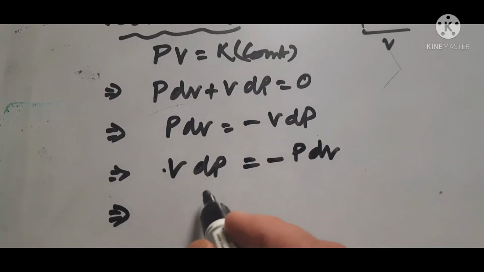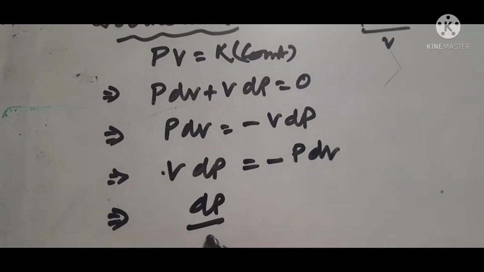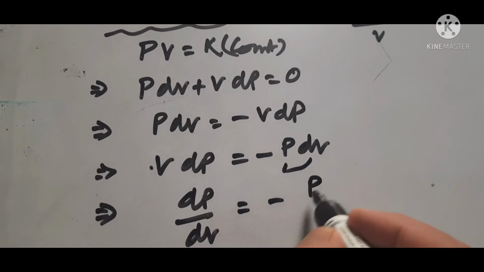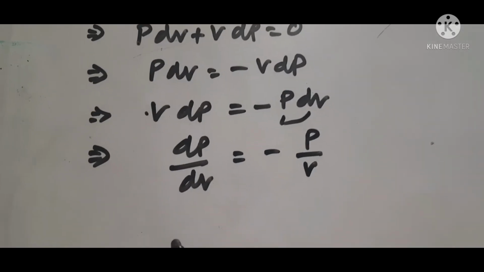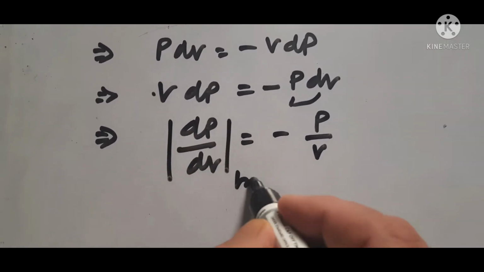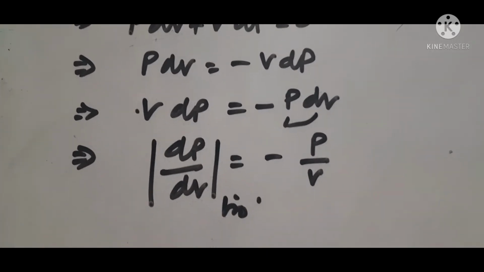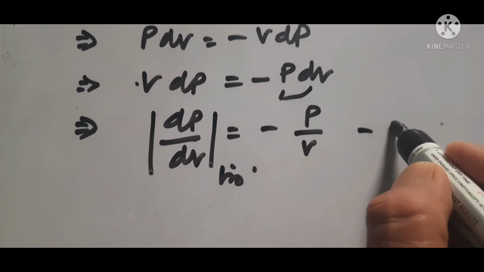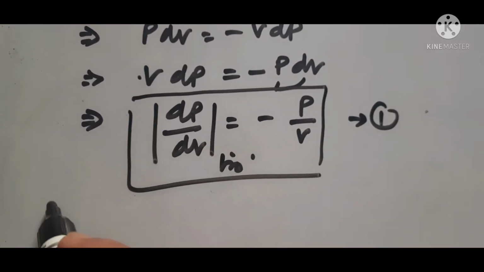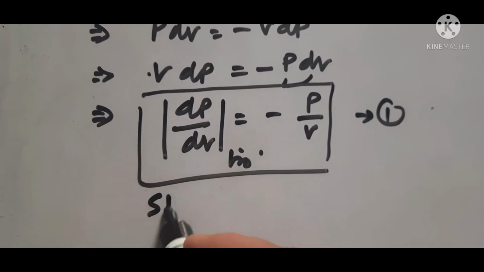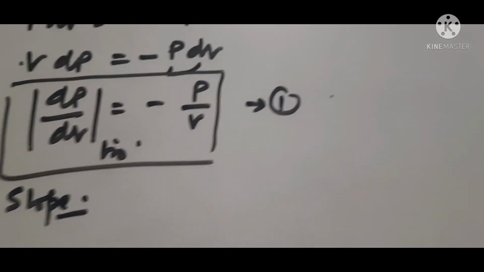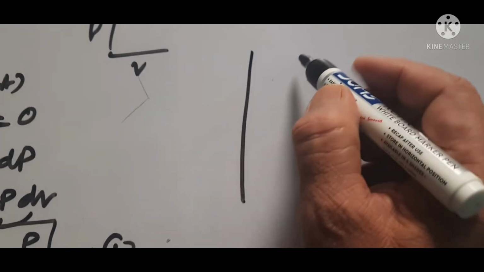Same thing, because we are going to find dP by dV. This taken here is equal to minus P by V. That is, your dP by dV, the slope for the isothermal curve. We got minus P by V. Equation number 1: dP by dV is the slope of the isothermal curve, minus P by V.